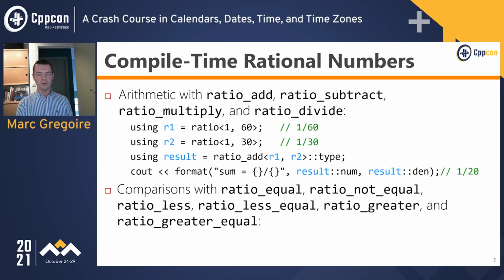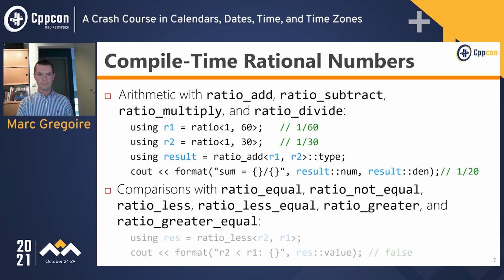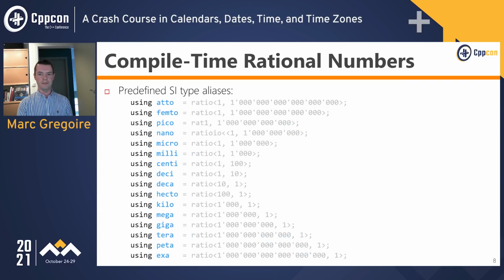Similarly, comparisons are also supported, but again, you cannot use the normal operators. For this, you need to use templates like ratio_equal, ratio_not_equal, and so on. These templates return a bool_constant, and you can use the value member of the bool_constant to retrieve the value of the comparison. Here I'm using the ratio_less template to compare R2 with R1, and I'm storing this resulting bool_constant in res. Then I can use the value member to retrieve the actual value of this comparison.